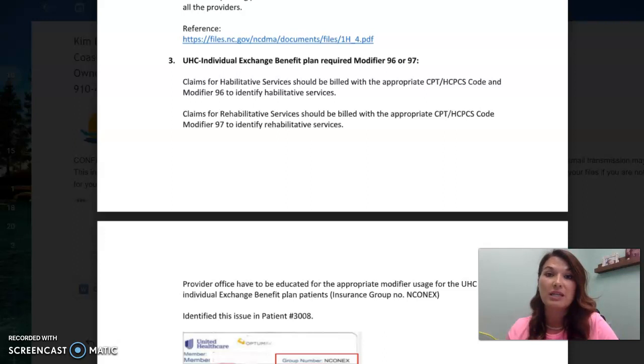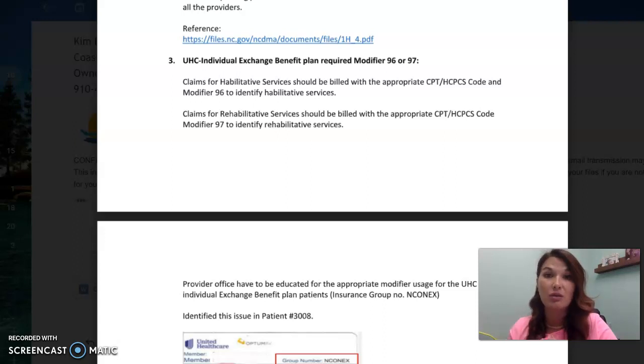So this is why I'm telling you, you are not going to do this. I will apply this modifier because I understand it's a lot to remember. GN for speech, GO for OT, GP for physical therapy in box 1, and then a 96 or a 97 in box 2, and then potentially a CO or CQ modifier in box 3. I understand that's a lot. I'm going to do this for you.